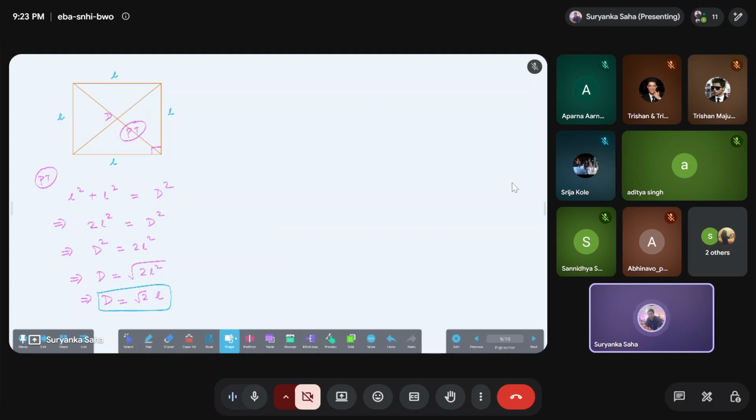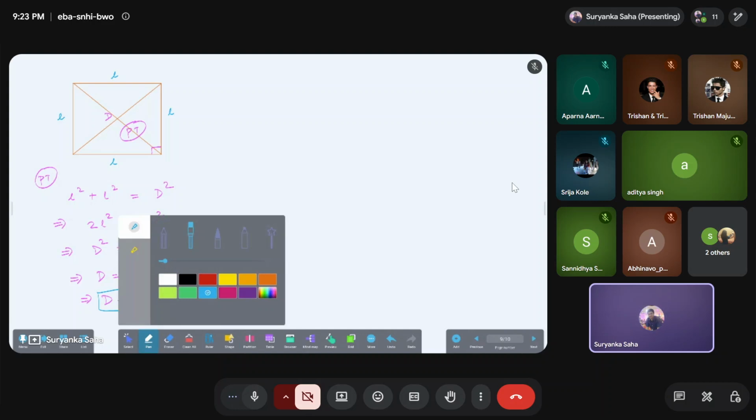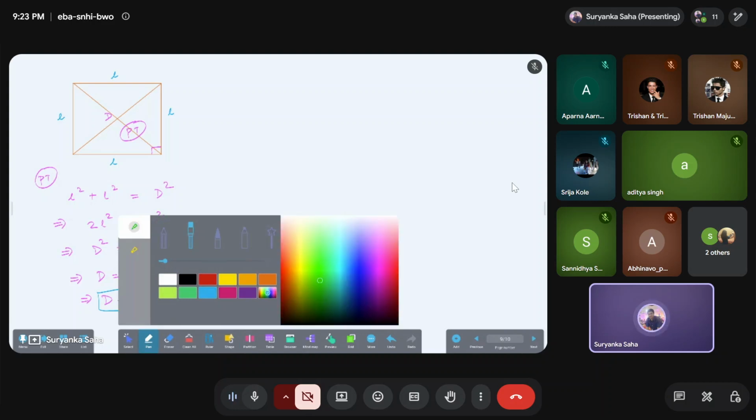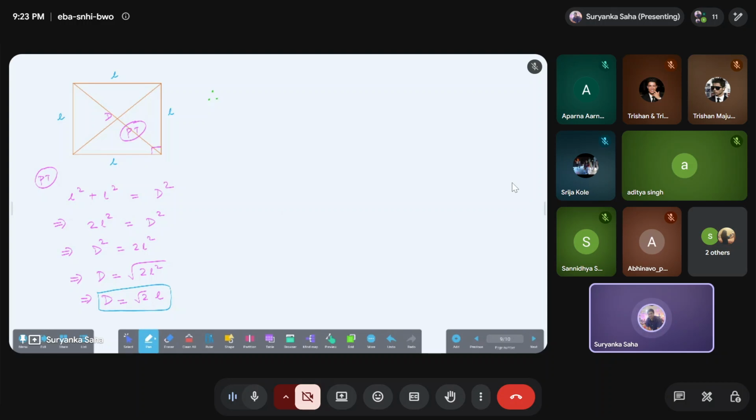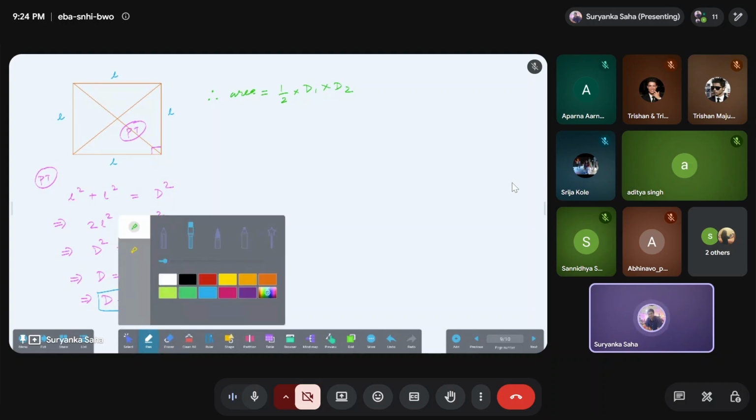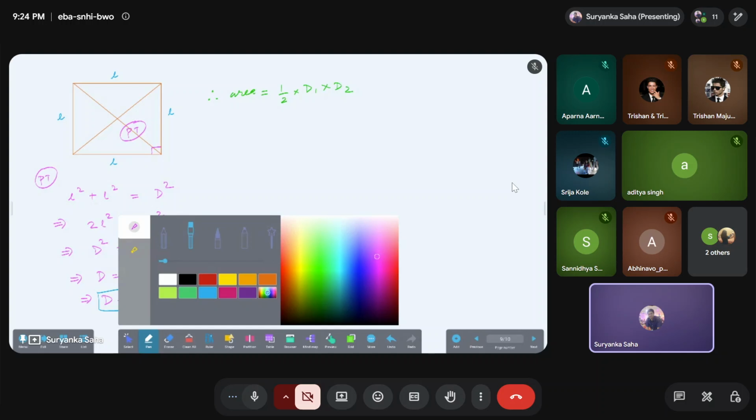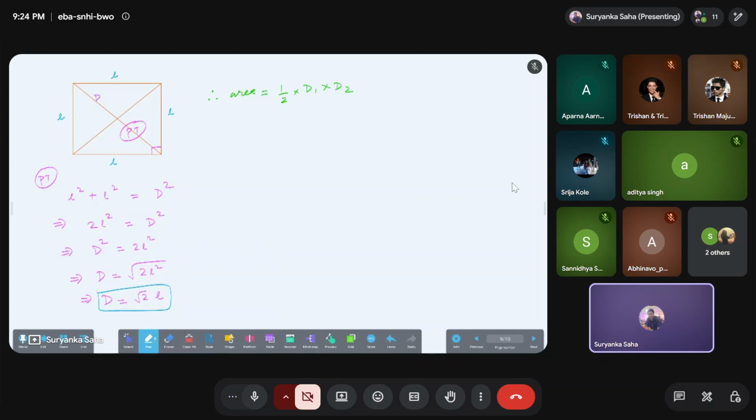So both the diagonals will be equal in length, isn't it? So let me write. Therefore area will be equal to half into d1 into d2. Let's take one diagonal as d1 and the other diagonal. Both the diagonals are equal in length, so this is also d and this is also d. Both of them you can take as d into d. Here it is half. Okay, understood? Both are equal to d.